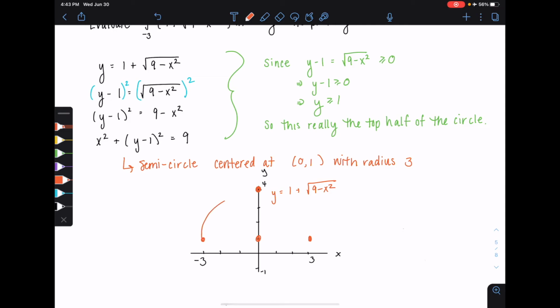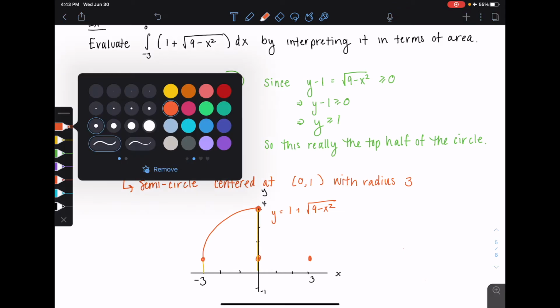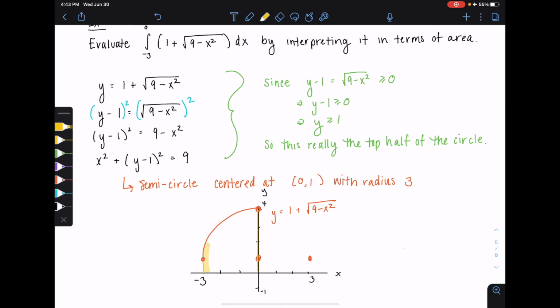But I'm only getting this top half because y is greater than or equal to 1. And in reality, I'm only finding the area from -3 to 0, so I don't even need all of this. I only need this portion here. So I want to find the area under this curve from -3 to 0. So the piece I'm looking for is this area here.